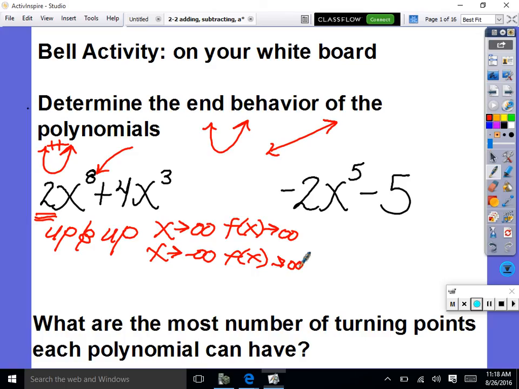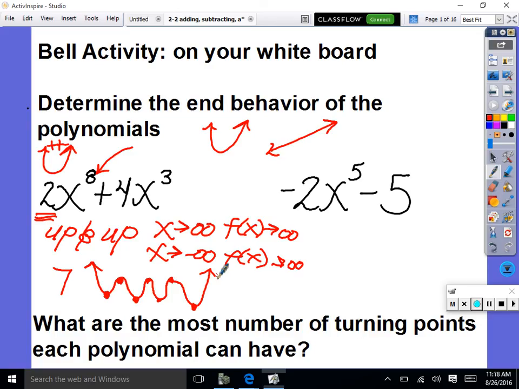Isn't it always one less than the degree? 7. So we could have something that looks like this. It turns once, turns twice, 3 times, 4, 5, 6, and wait, here, let's see, 1, 2, 3, 4, 5, there's 6, and then 7. Now it couldn't turn any more than that, or else wouldn't it not be the same end behavior?